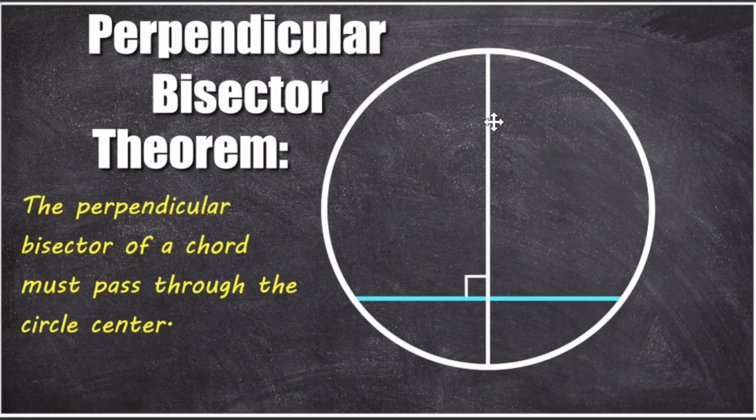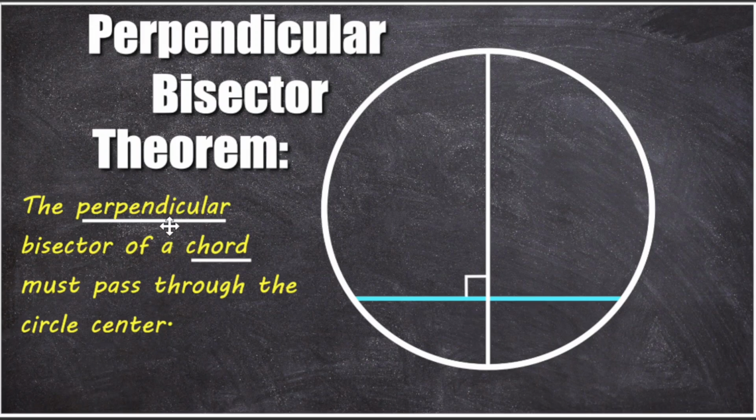The statement talks about the two structures that we just created. We have the line which is perpendicular and we have the chord in blue. The first part of the statement says the perpendicular bisector of a chord. What is a perpendicular bisector? Well, a bisector divides an object into two equal parts. The perpendicular bisector is a perpendicular line which bisects the chord.